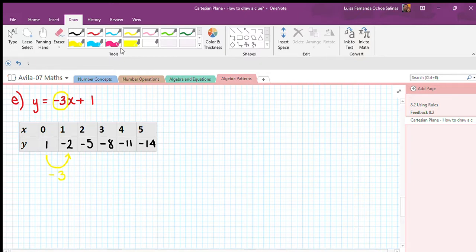Agree? Okay, and what is that telling me if I'm going to use it as a rule? That I move 1 to the side. Yes, because these numbers are consecutive: 0, 1, 2, 3, 4, 5. So that's why it's 1 to the side and then downwards 3. So let's use our Cartesian plane here.